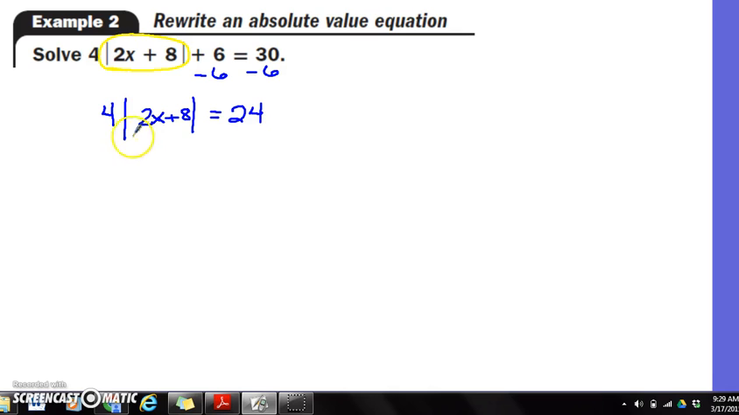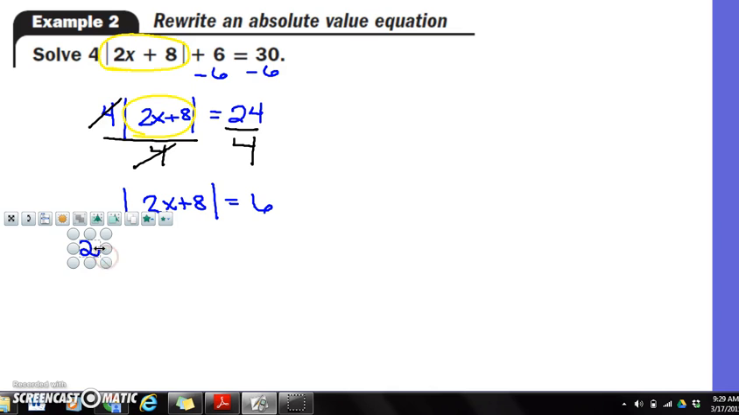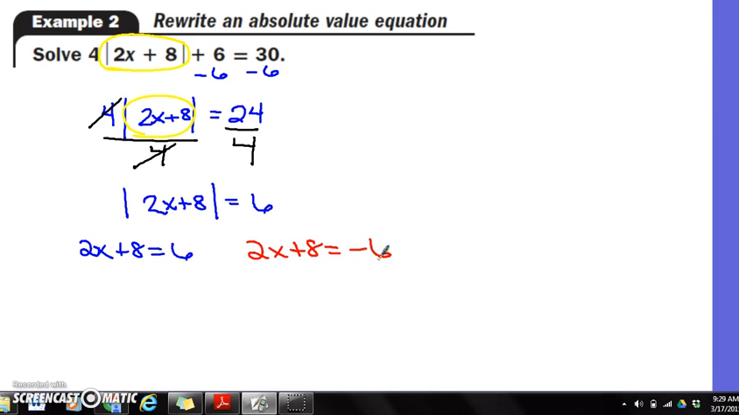Now, we still need to get this alone, and what's keeping it from being alone is this 4 right here. So we are going to then divide each side by 4. So our 4's will cancel out, which will give me the absolute value of 2x plus 8 equals 6. Now at this point you have to break it into a positive and a negative. So we say 2x plus 8 equals 6, that's our positive one. Our negative one is 2x plus 8 equals negative 6.